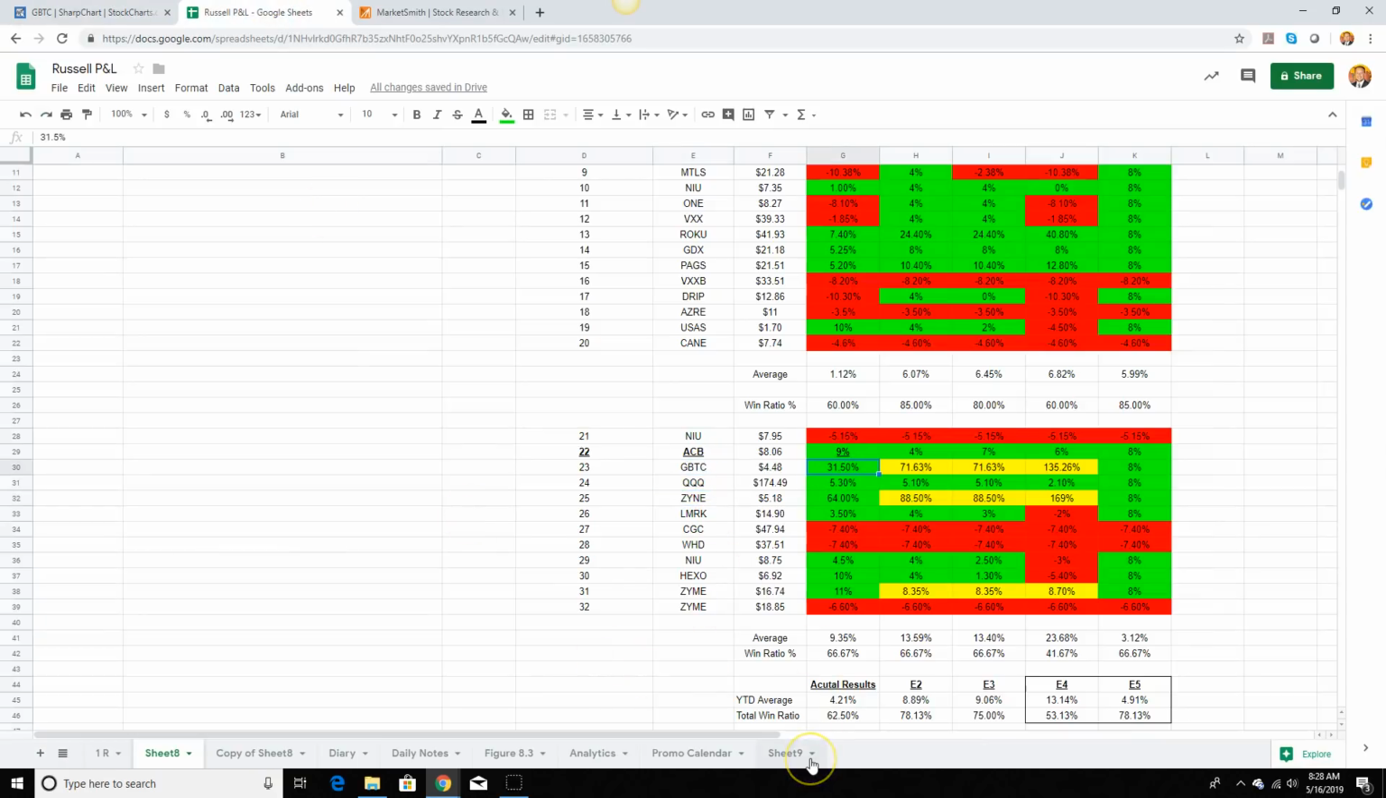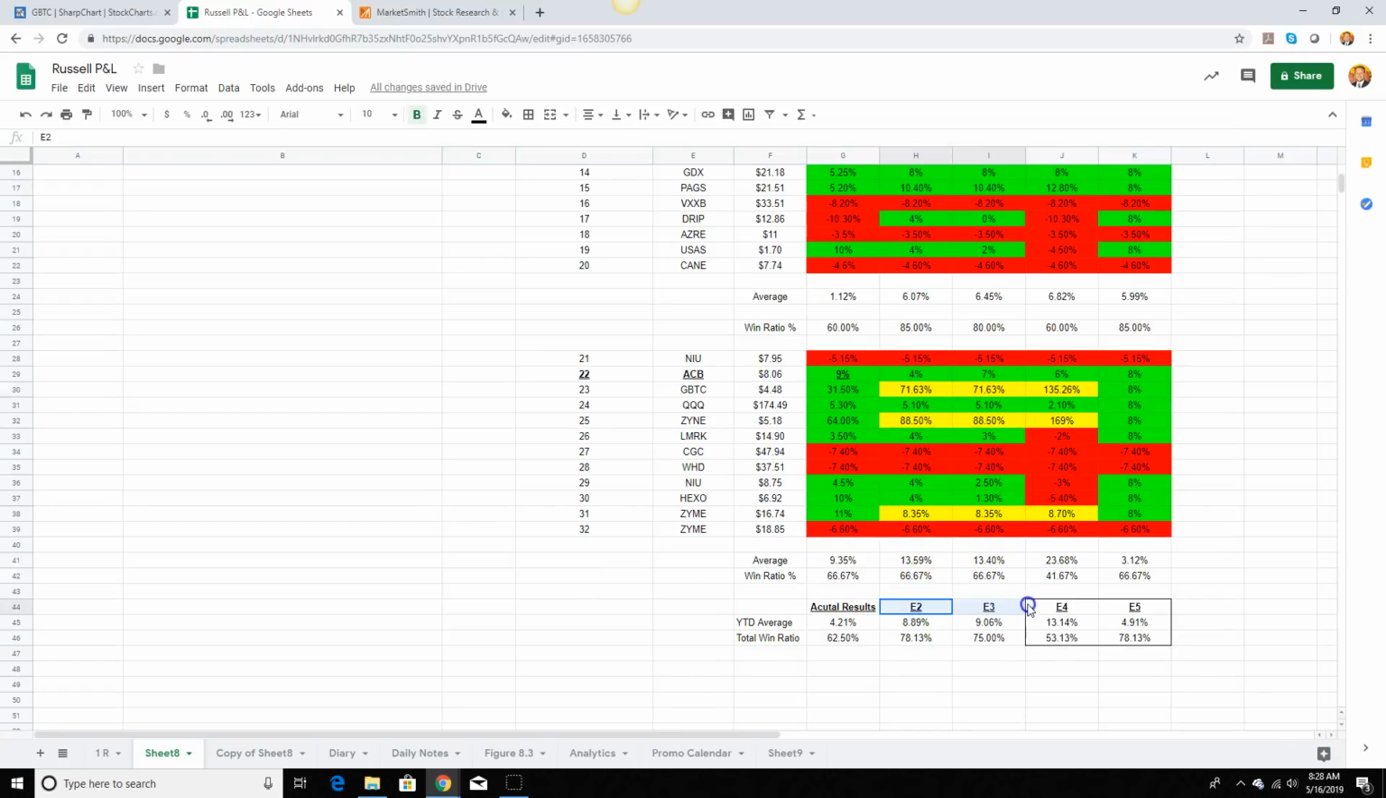I sold at a 31.5% gain. If I used one of these exit strategies, E2 or E3, I'd still be in it. If I used E4, it would be more than a double. E5, you would have sold the whole thing at 8%. So, it all blows my mind, to be honest with you, just to show you how much of different results you can get from different exit strategies.